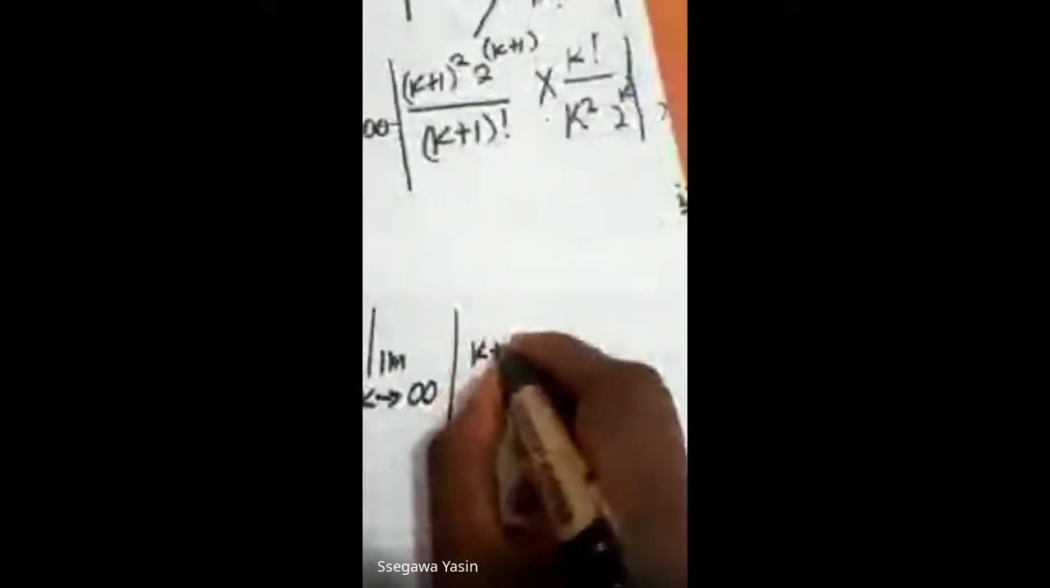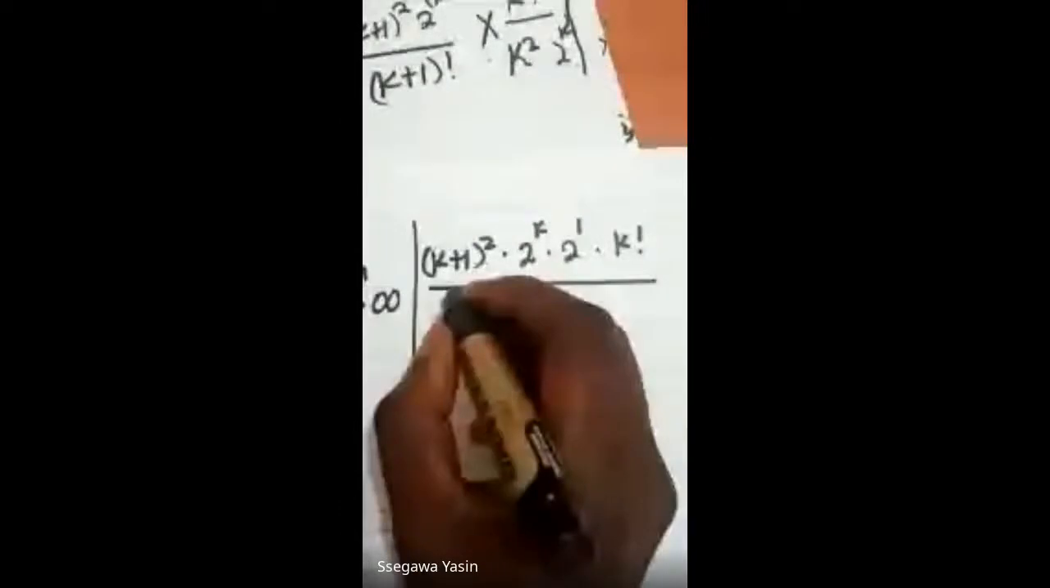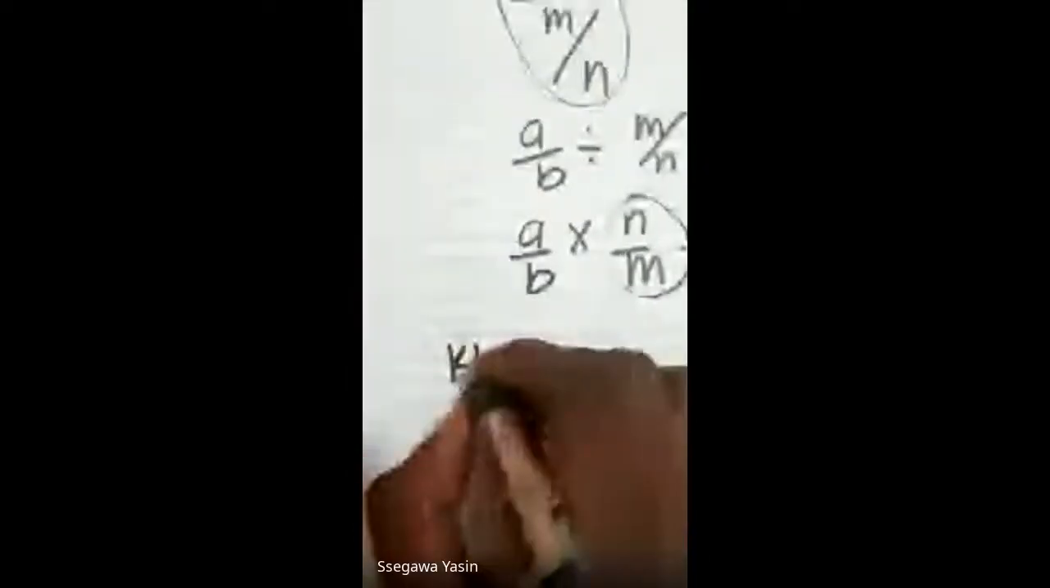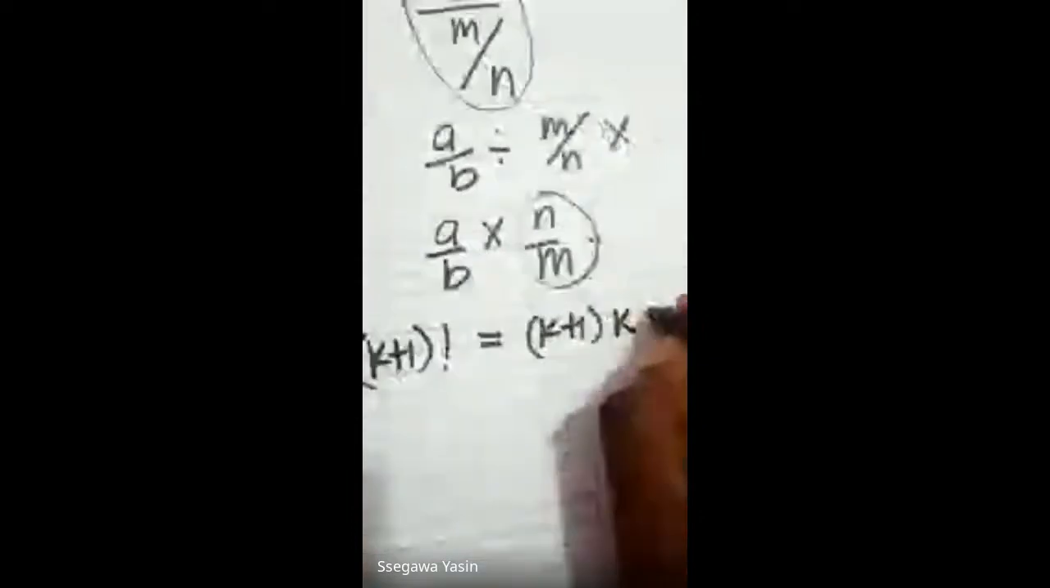So this one here is 2 power k. This is 2 power k plus 1, meaning that it can be written as (k plus 1) squared times 2 power k times 2 power 1, then times k factorial, all over k plus 1. I'm going to rewrite the factorial: if I have (k plus 1) factorial, I'm going to write it as (k plus 1) times k factorial.